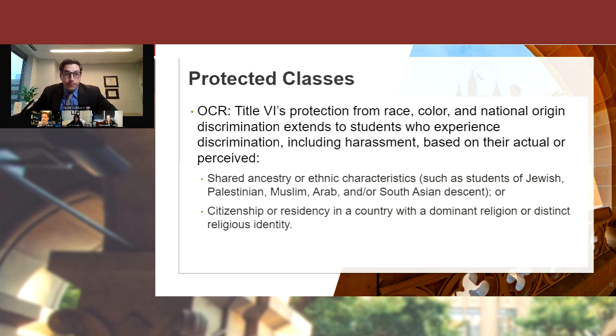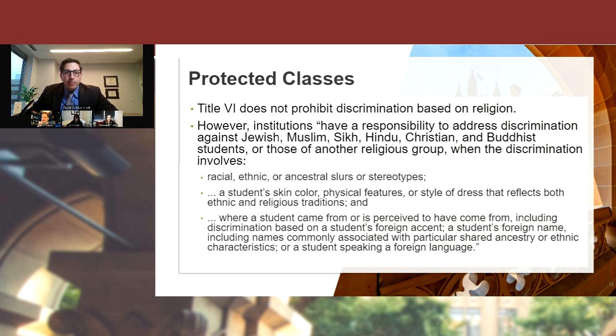And these pieces in particular are what's driving most of the recent activity with the Office for Civil Rights and resolution agreements. Now, it's important to make a distinction. Again, this is a pretty nuanced point, but Title VI does not prohibit discrimination based on religion, right? Whereas other statutes may, Title VI does not prohibit discrimination based on religion.